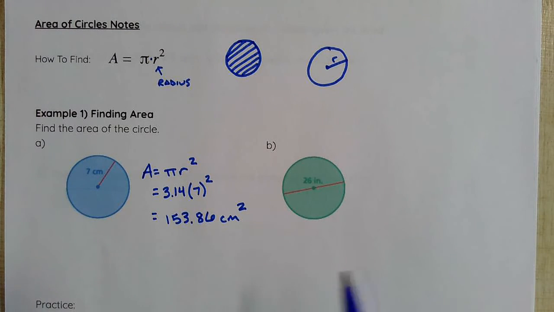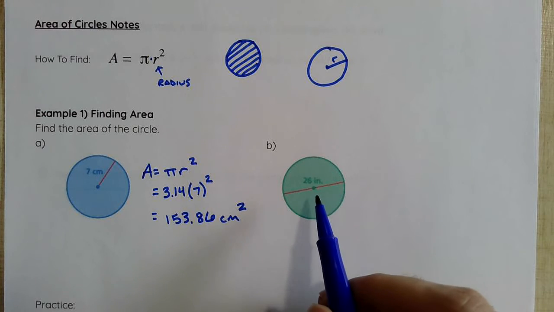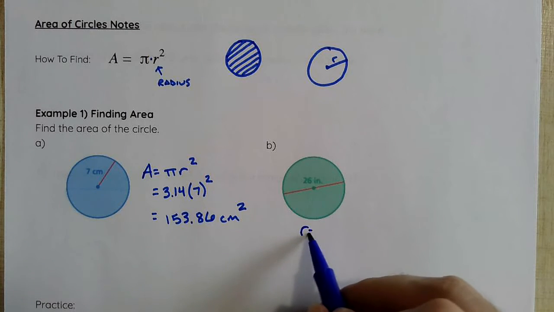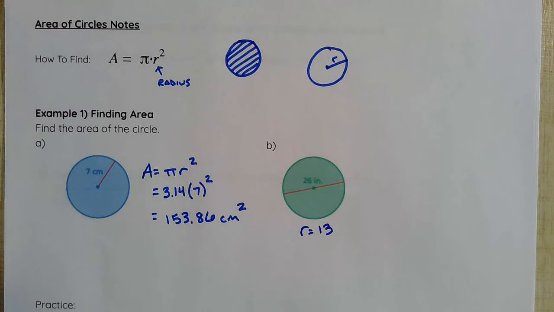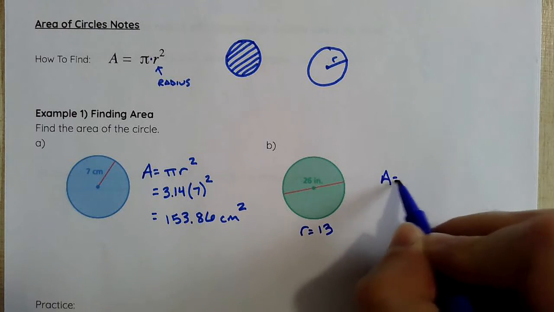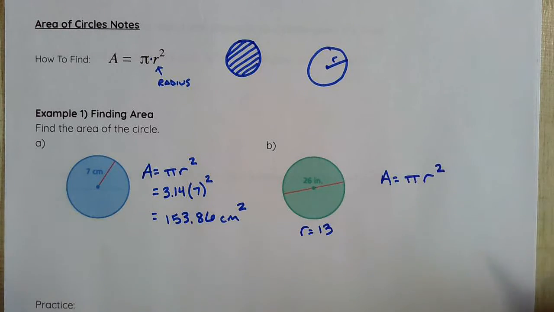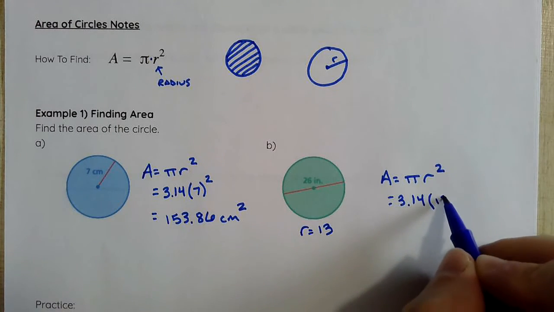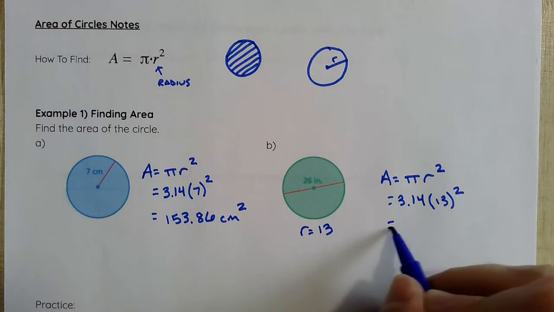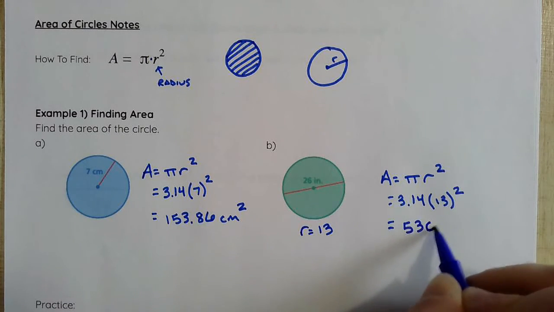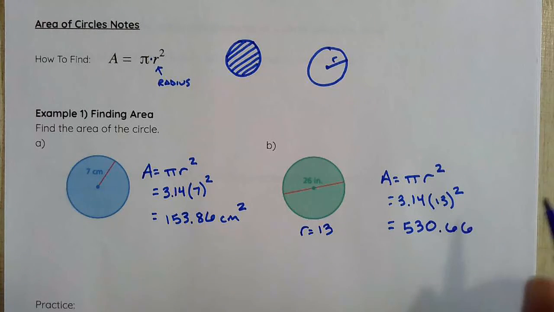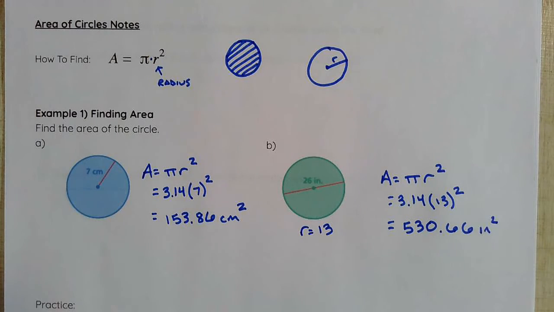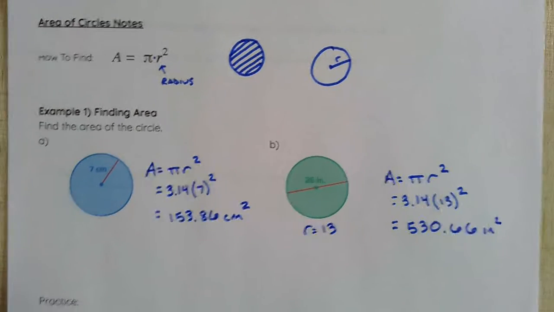Part B. Find the area of this circle. Now, the red line extends through the entire circle, through the center, which means it's the diameter. So if the diameter is 26, the radius equals 13, half of 26. Starting with our formula, area equals pi r squared. Substitute in 3.14 times 13 squared. This is going to give us a result of 530.66. And we're talking inches squared or squared inches. Remember that unit is important.